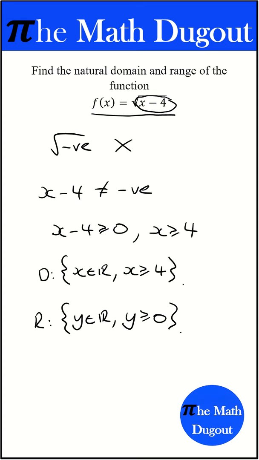So as low as I can go would be 0, and there is no upper bound. So taking the square root of 100 or the square root of 1,000 or the square root of 1,000,000, there's no upper bound. There's no point at which this stops. So that is the natural domain and range for that function.